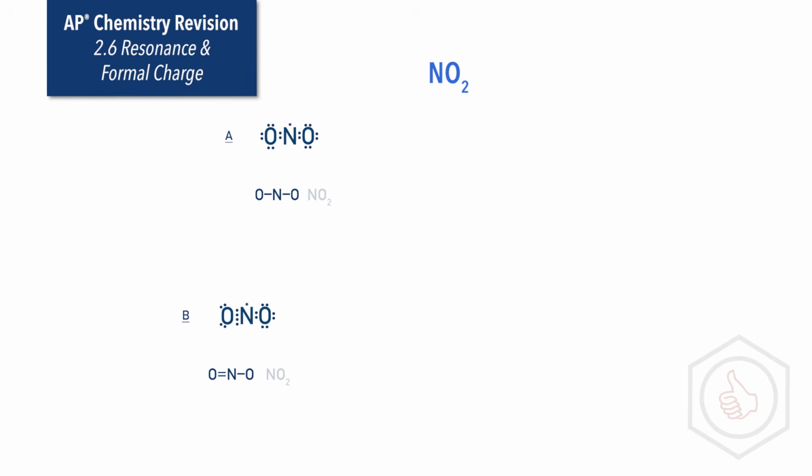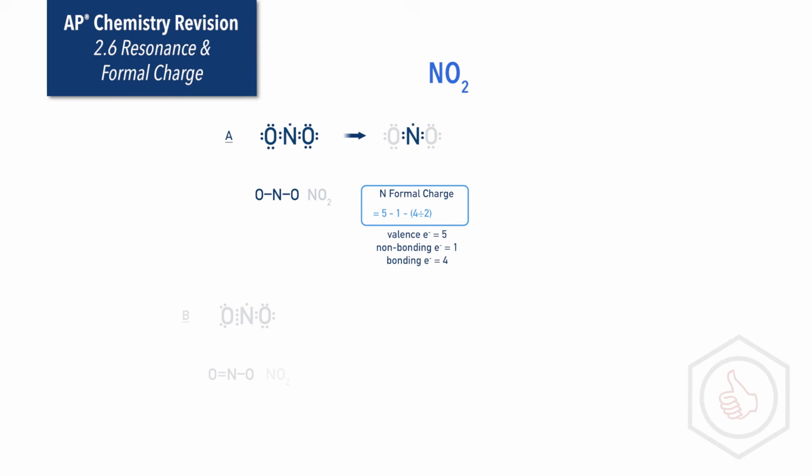Again, the nitrogen has a single unpaired electron. How can we determine which is the best representation? Well, let's look at the formal charges. In the first structure, the nitrogen formal charge will be 5 minus 1 minus 4 divided by 2. Because the valence number of electrons for the nitrogen is 5, because it's in group 5, it has one non-bonding electron, and there are 4 bonding electrons around it, meaning 5 minus 1 minus 4 divided by 2, giving a formal charge of positive 2.